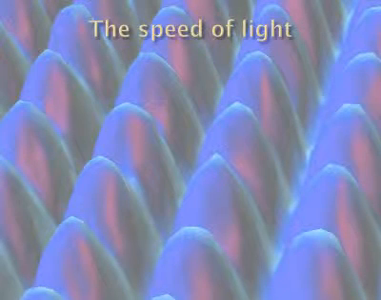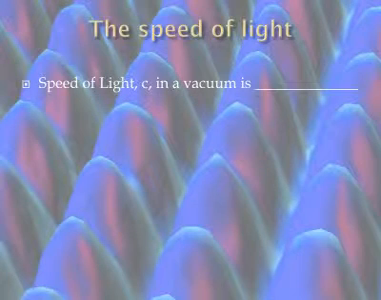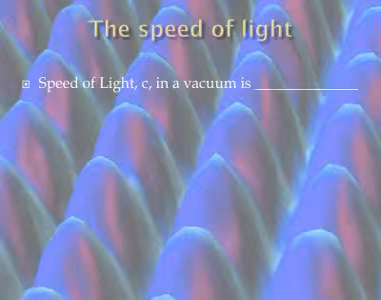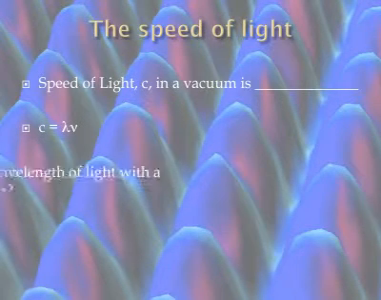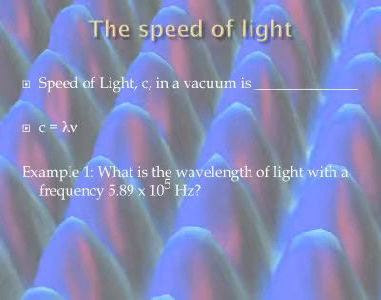All right, so let's talk about the speed of light. Okay, the speed of light is what variable? c. And in a vacuum, if you remember back to physical science, this is when you can take out friction, you can take out gravity, you can take out all these things that make waves not perfect, right? So in a vacuum, the speed of light is 2.998 times 10 to the 8th.